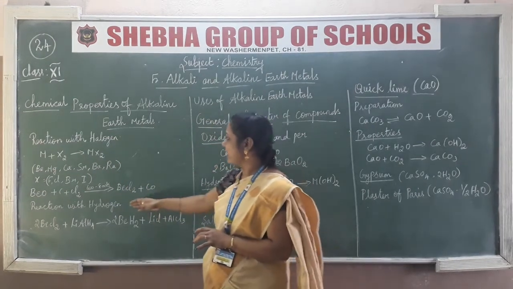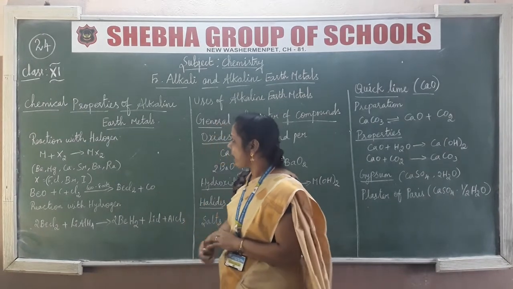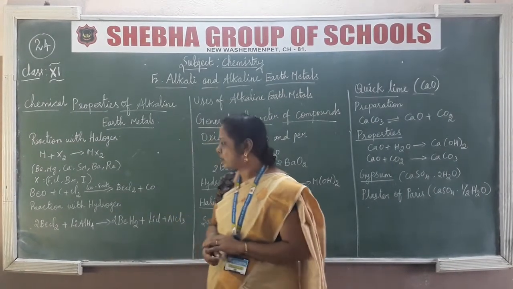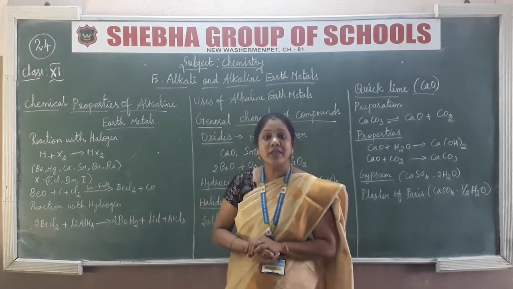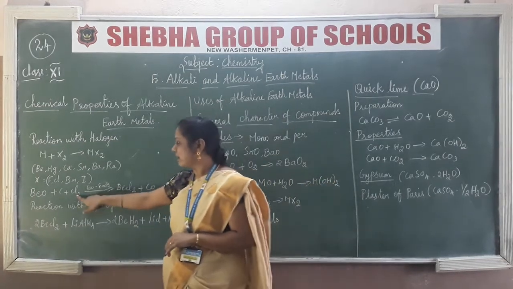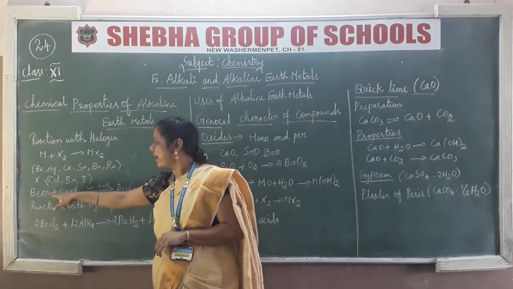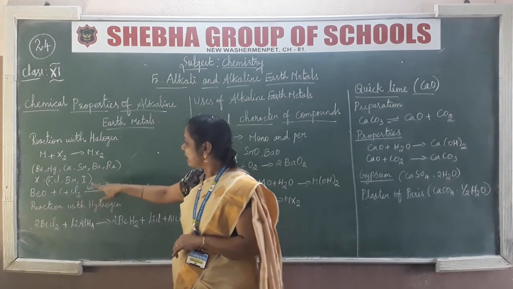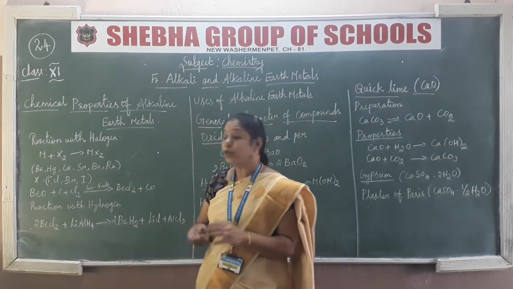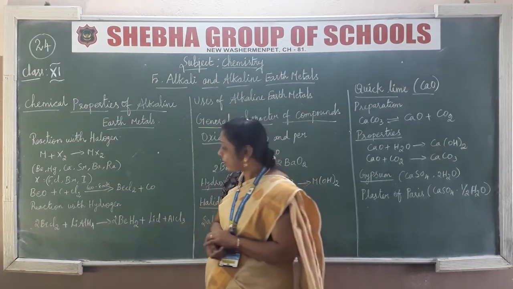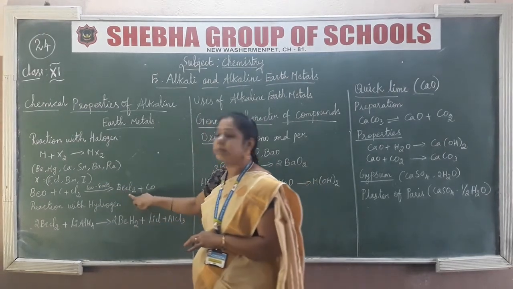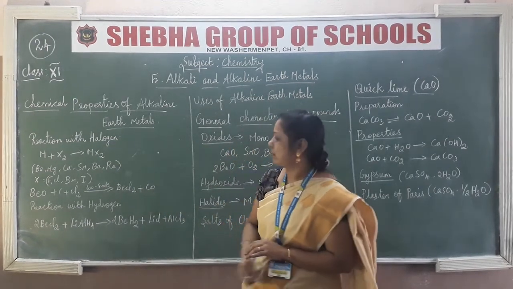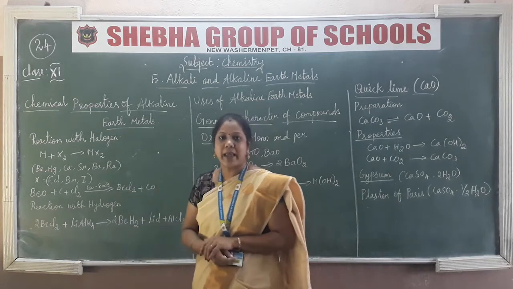Likewise we go to hydrogen, but before that we have to learn a small thing about the reaction with halogens like chlorine. Beryllium oxide reacts with carbon along with chlorine at 600 to 800 Kelvin temperature, and we get beryllium dichloride along with carbon monoxide. This is one of the important halogen reactions.